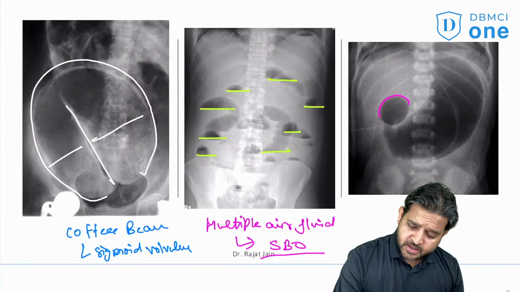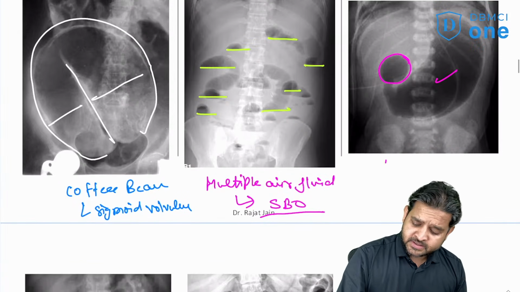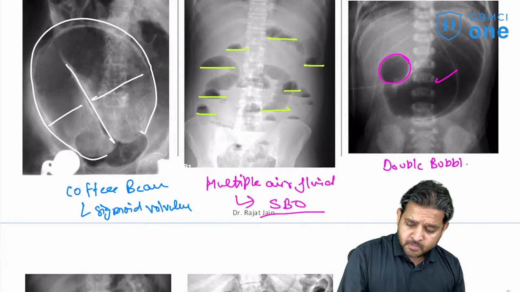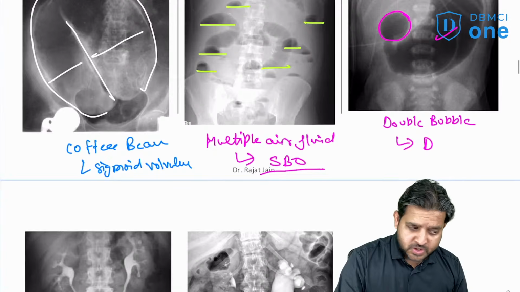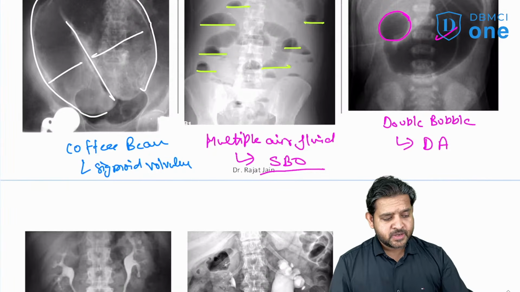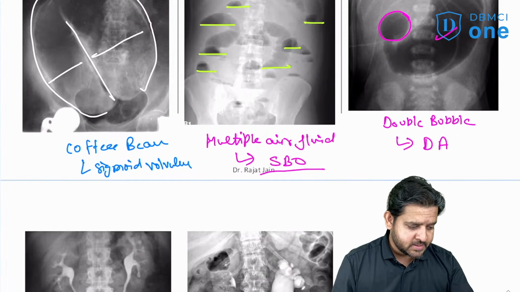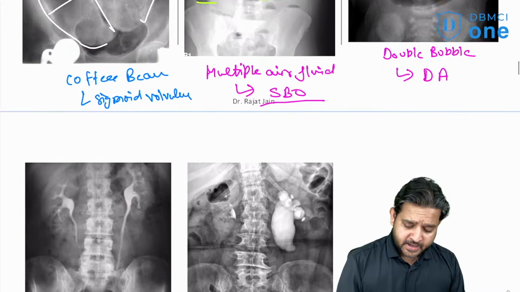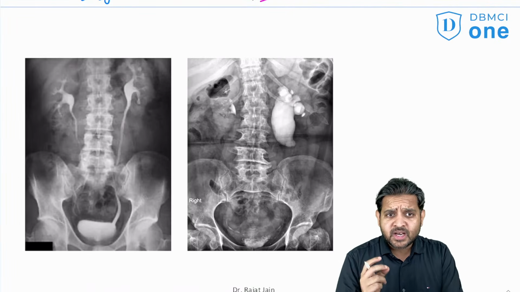And what do we see here? The dilated first part of the duodenum and the dilated stomach. What is that called as? This is called as double bubble appearance. A double bubble appearance is a feature of duodenal atresia. Are you getting it?